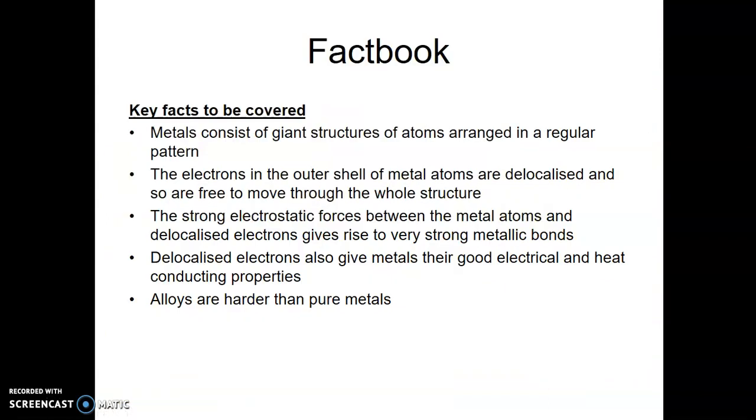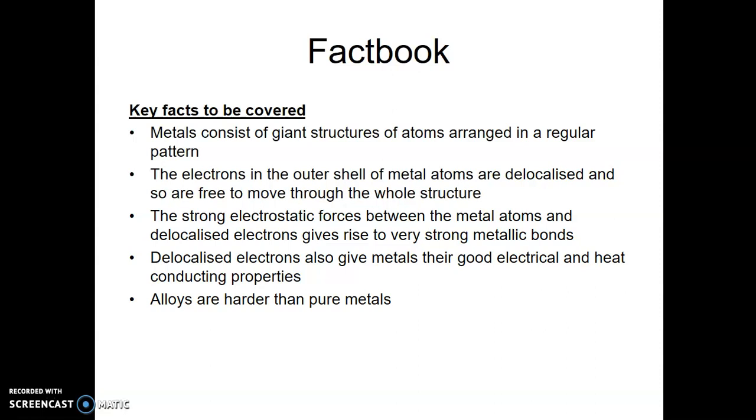Okay, so there's the key facts we were covering. Metals are giant structures of atoms arranged in a regular lattice pattern. Electrons in the outer shells of metal atoms delocalize and therefore are free to move through the structure. It is the electrostatic forces between the metal ions, the positive metal ions, and the delocalized electrons which causes the very strong attractions within the structure, and that's why metals are hard and strong and have high melting and boiling points.